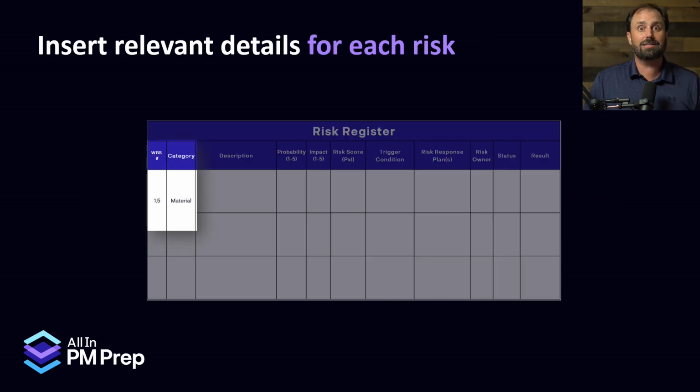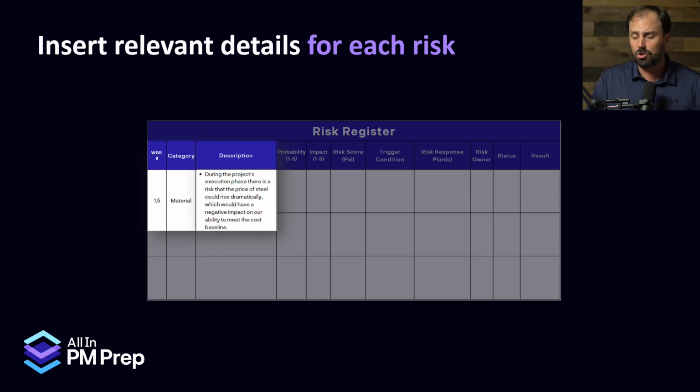Now, let's play out an example. Say we're filling out the WBS and we're like, oh, at this step 1.5, we see some problems related to material. A risk has emerged. It is during the project's execution phase, there's a risk that the price of steel could rise dramatically, which would have a negative impact on our ability to meet the cost baseline.